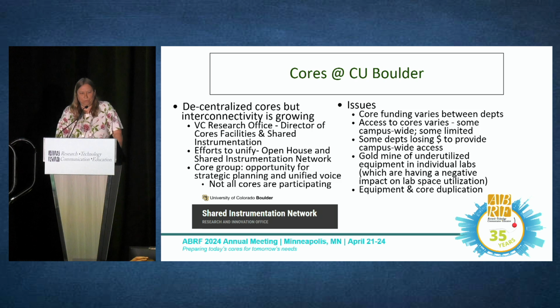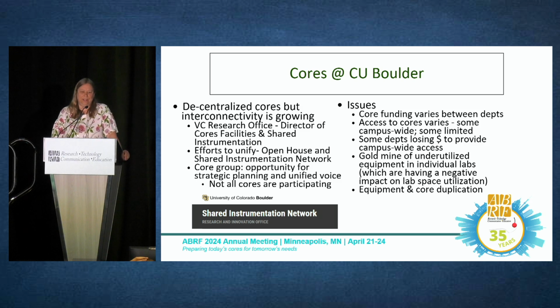Some issues with our decentralized approach is that the core funding varies between our departments. Access to cores also varies. Some are campus-wide, some are limited. Some of our departments are losing money by providing campus-wide access, but they are being the supporters of those.